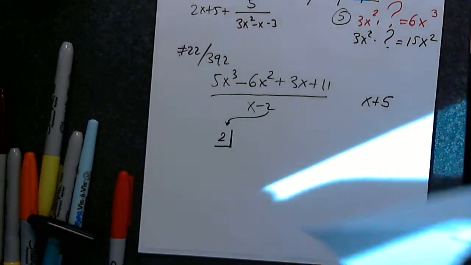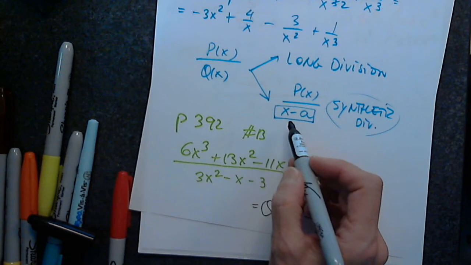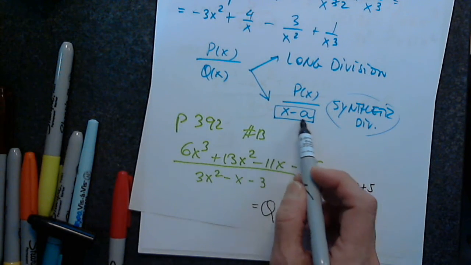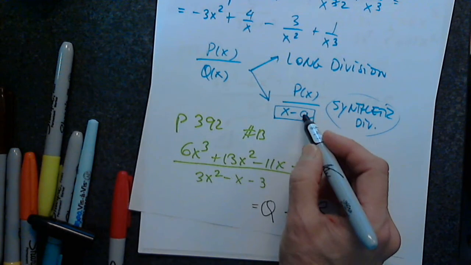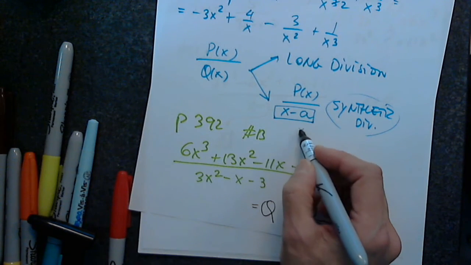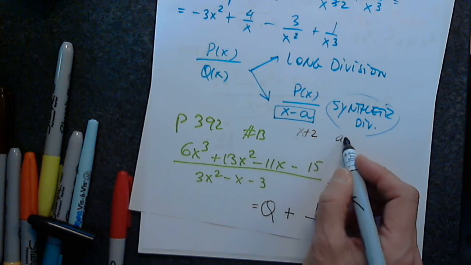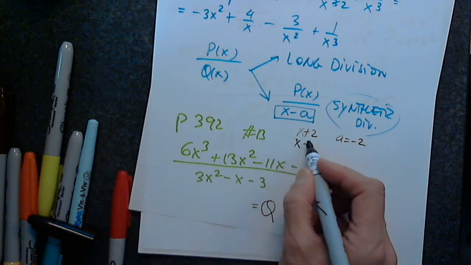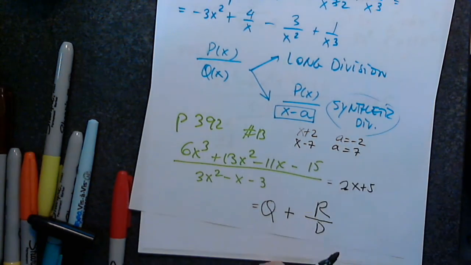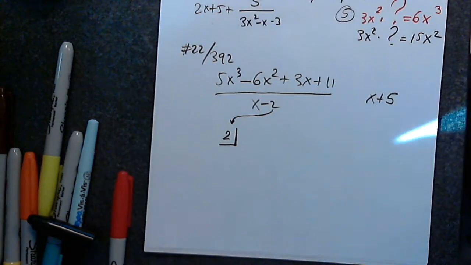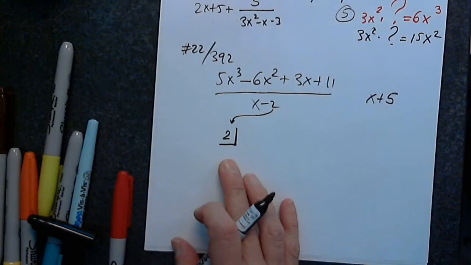So the synthetic division is applicable only when the denominator is x minus a number, but I have to identify that number. If I have x plus 2, a is negative 2. If I have x minus 7, a is 7. Good. So in this case, we have 2.